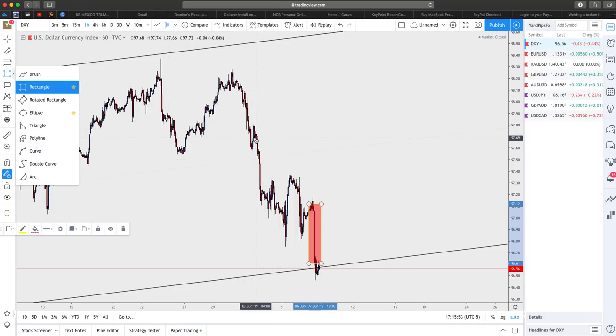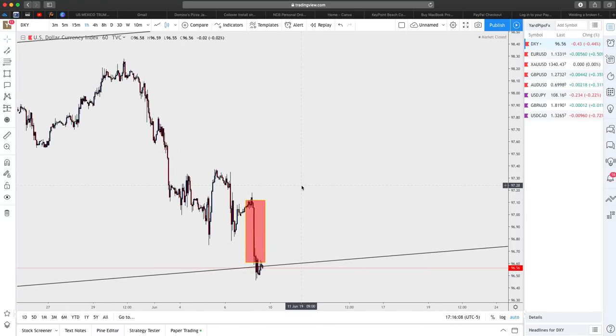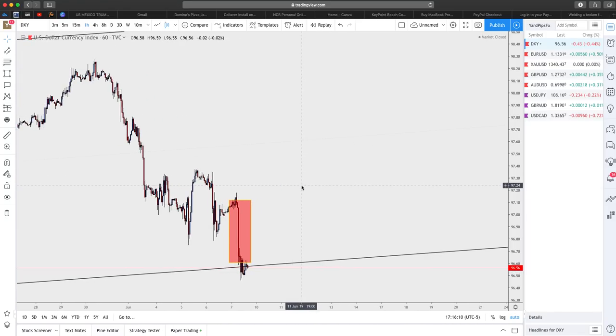So what that basically says is that during this week, a lot of the bearish momentum on the DXY was a result of Trump announcing that he's going to place tariffs on Mexico. With that being said, he decides that he's not going to follow through with that. That's a plus for the DXY. That's a positive for the US dollar.